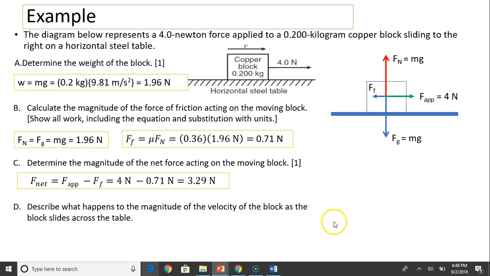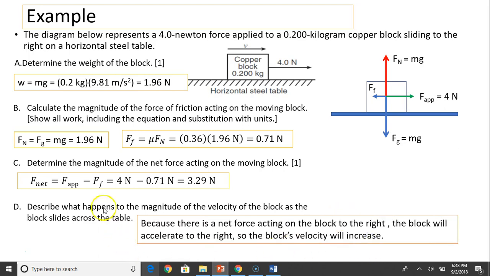It's in the same direction as velocity. What does that mean? Because, describe what happens to the magnitude of velocity of the block as the block slides across the table. Because there is a net force acting on the block to the right, in the same direction as velocity, that means the block will accelerate to the right. So as a result, the block's velocity will increase to the right.